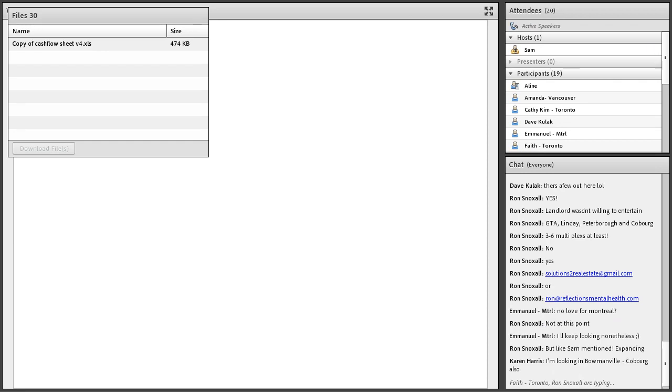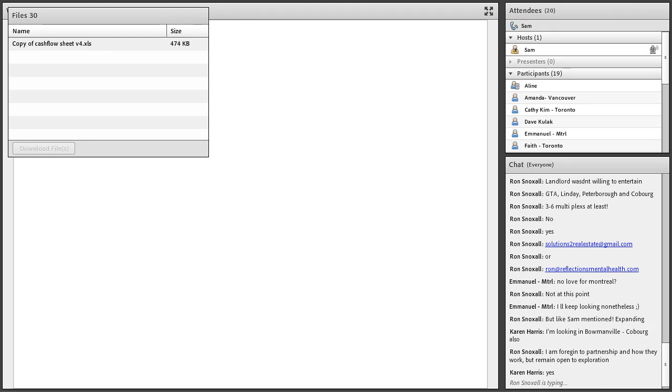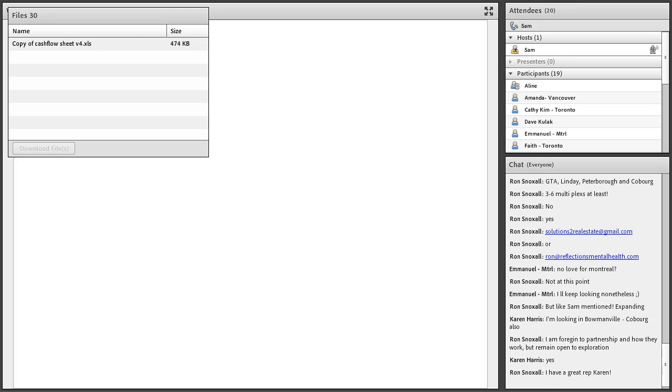If you're interested in wholesaling or flipping a property, or Ron, are you open to partnerships on these types of deals? Is this something you're looking at also? Okay, some people are typing. I'm looking up Bowmanville. Coburg also good. Have formed a partnership in how they work, but remain open to exploration.